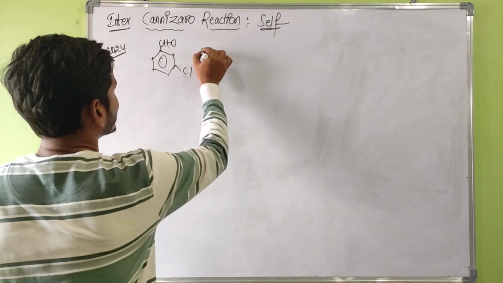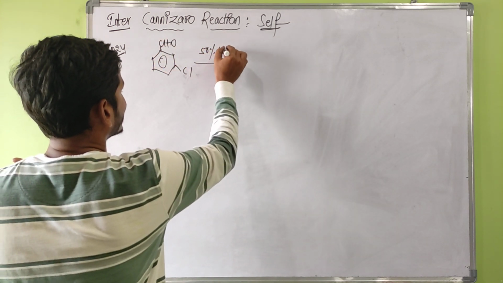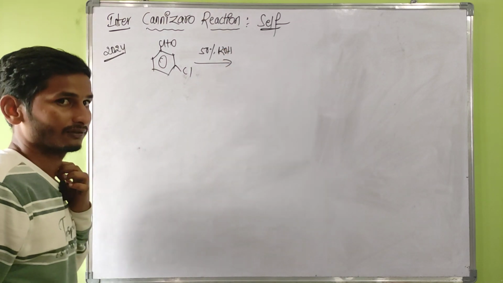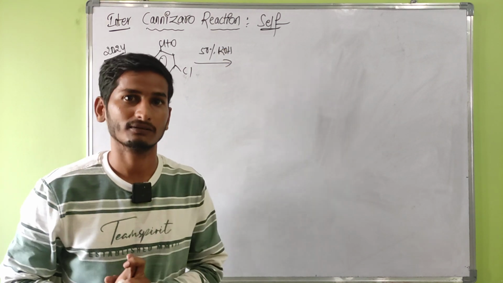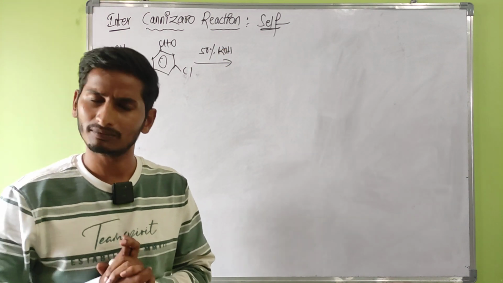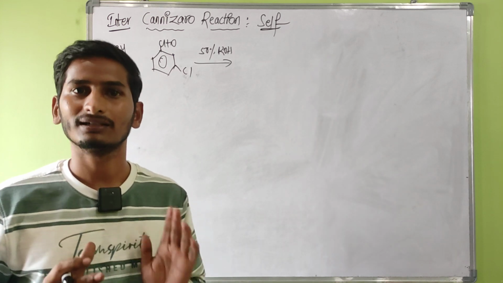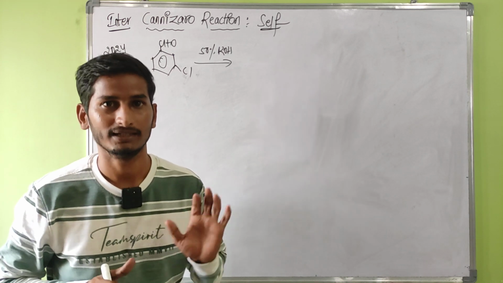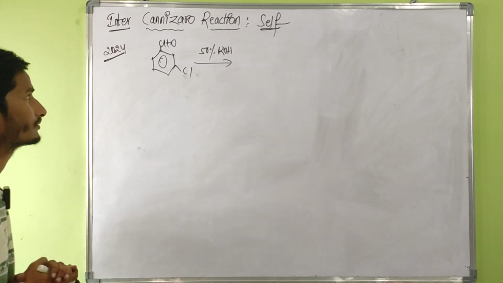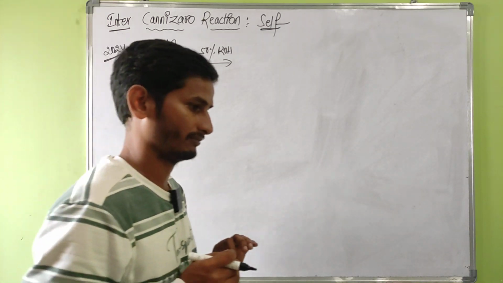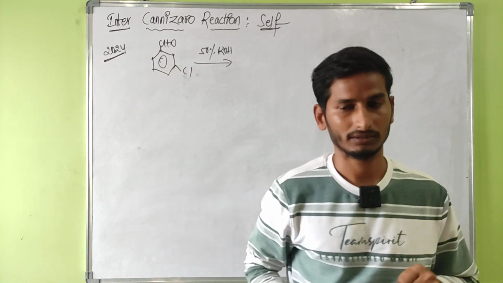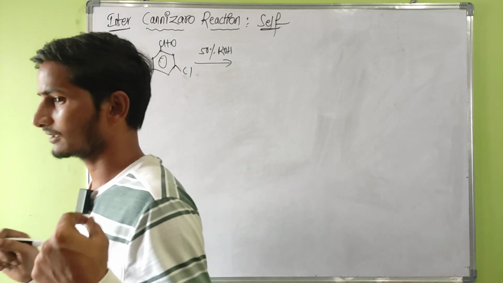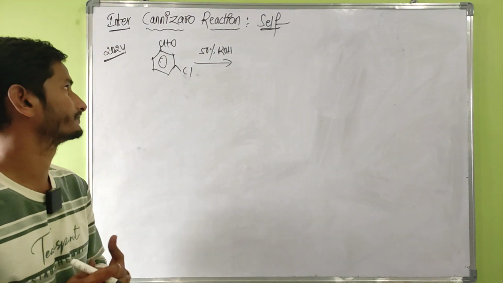Chlorobenzaldehyde, and the condition given is 50% KOH. Instead of a concentrated base, they can mention 50% base. They can also mention base in alcohol. These three conditions result in the Cannizzaro reaction. Now take 5 to 10 seconds and try to solve for the product. It's easy. One gets oxidized, the other gets reduced.